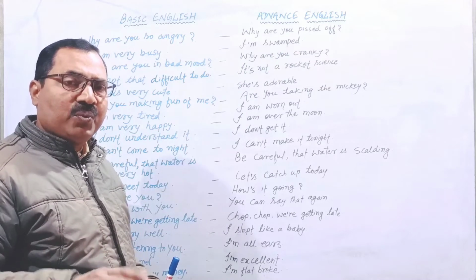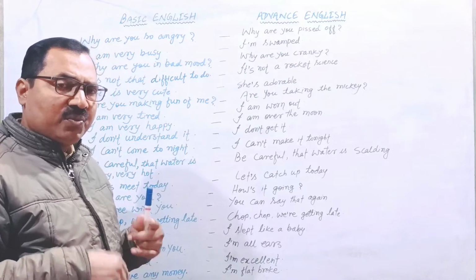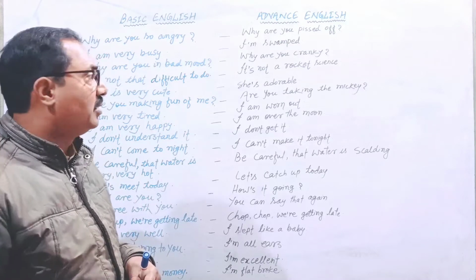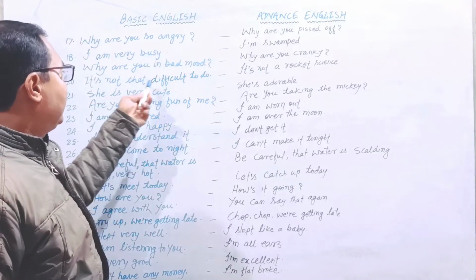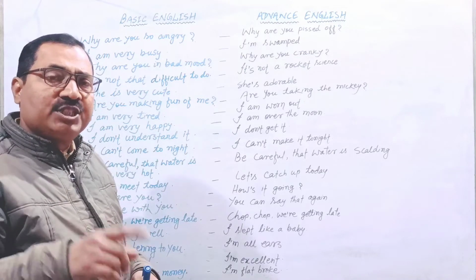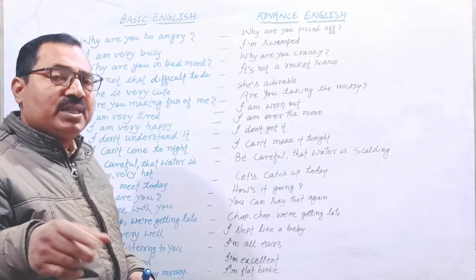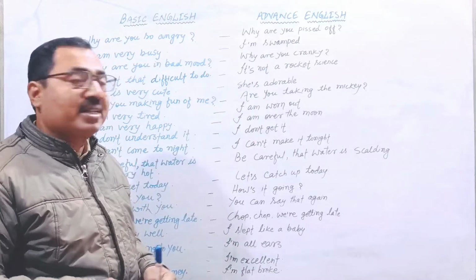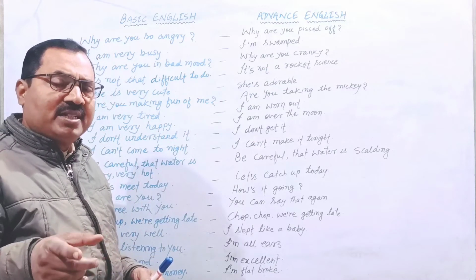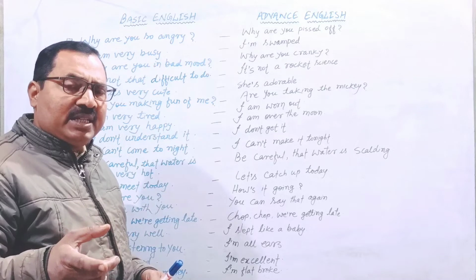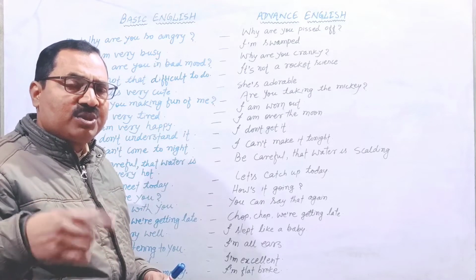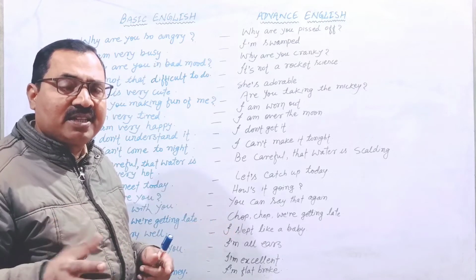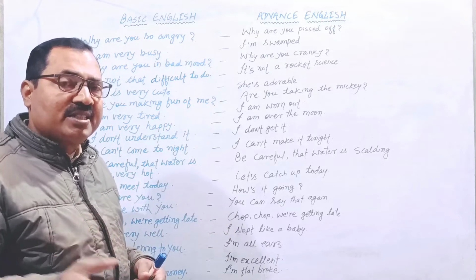Why are you cranky? Why are you in bad mood? इसका क्या हो जाएगा? Why are you cranky? It's not that difficult to do. इसका हो जाएगा? It's not a rocket science. उसे करना आसान नहीं है. तो इसको हम एडवांस इंग्लिश में क्या कहेंगे? It's not a rocket science. यह रॉकेट साइंस नहीं है कि तुरंत हो जाएगा.